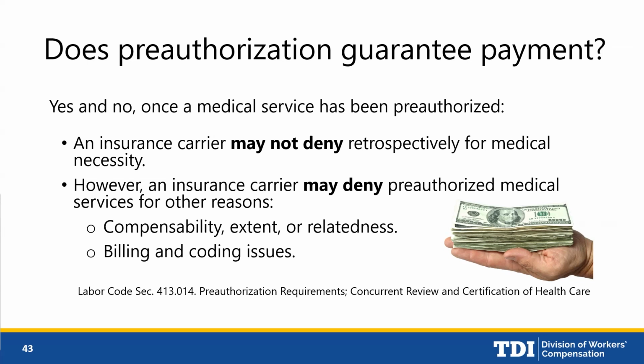However, the insurance carrier can deny for other reasons. Remember that compensability, extent, or relatedness are not a question of medical necessity. They are other issues. So yeah, you can get a denial. Or maybe you billed it wrong. Maybe you didn't put a modifier on the billing. So I guess overall, it's not a guarantee of payment because you've got to make sure that compensability, extent, and relatedness are taken care of, and your billing is correct.